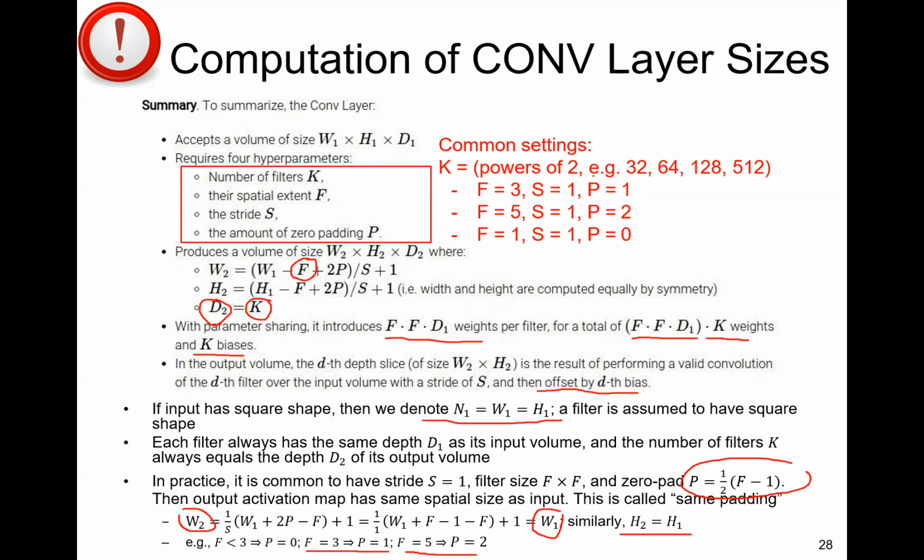So these are the common settings in deep learning. K, the number of filters, is often powers of 2, like 32, 64. There's no concrete hard reason for it. It's just a convention. And the filter size is often either 3 by 3, 5 by 5, or 1 by 1. Stride is often 1. If filter size is 3 by 3, then padding is 1. Filter size 5 by 5, padding is 2 to have same padding. So you should remember this formula.